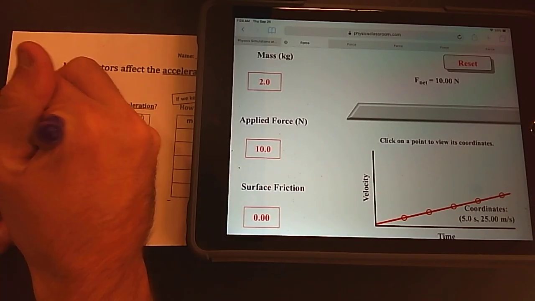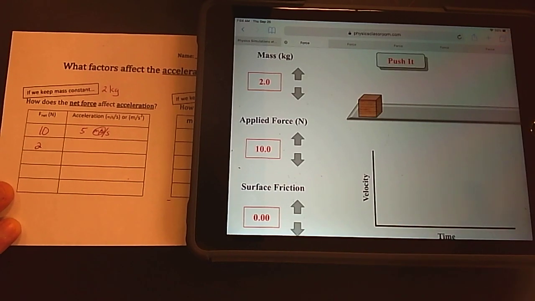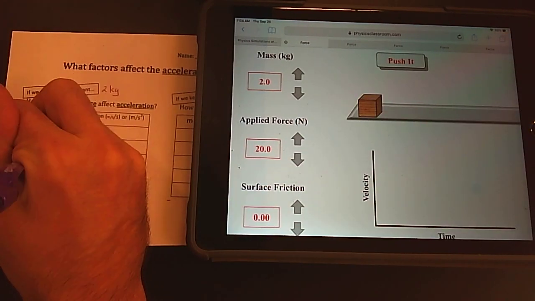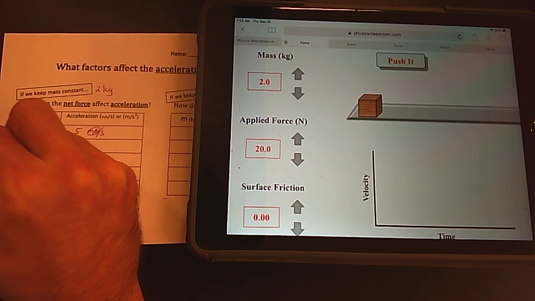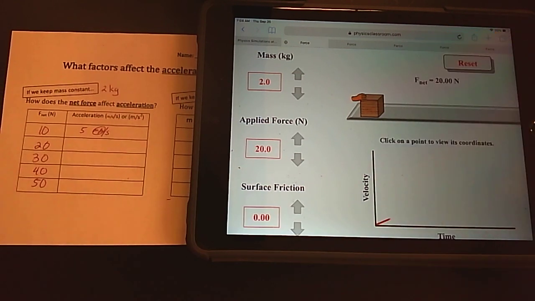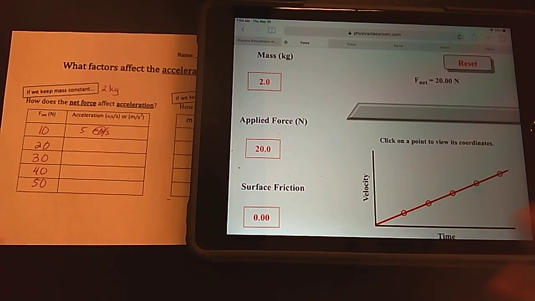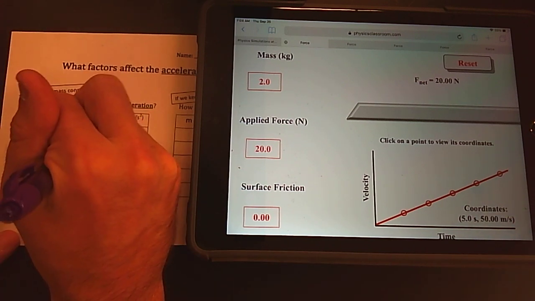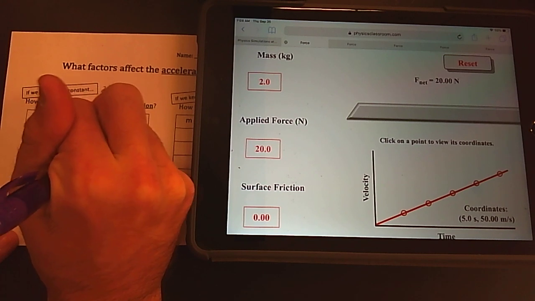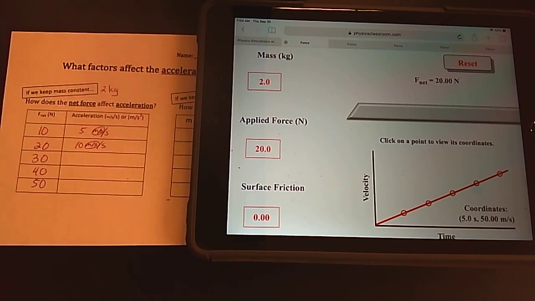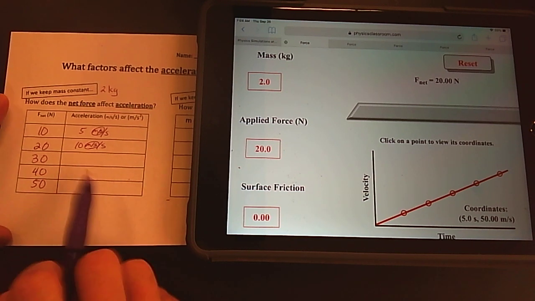So then what I'm going to do is I'm going to click reset, change this to 20, and then I'm just going to go up from 10s from there. And I'll push it again, keeping the mass constant at 2 kilograms. I click on the dot, 1 second, 10 meters per second, 20, 30, 40 meters per second, 50 meters per second. So I'm going up by 10 meters per second per second. All right. That's my new acceleration. So I'm going to have you guys complete the rest of the simulation and complete this data table.